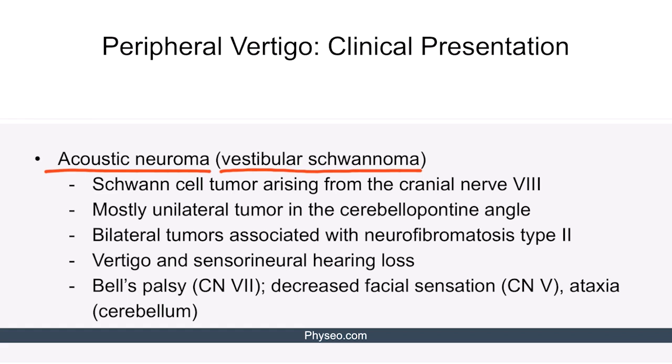If it compresses the cranial nerve 7, then the patient can present with Bell's palsy. If vestibular schwannoma compresses the cranial nerve 5, then facial sensation will be decreased. And finally, if it compresses the cerebellum, the patient will present with ataxia and other cerebellar signs.